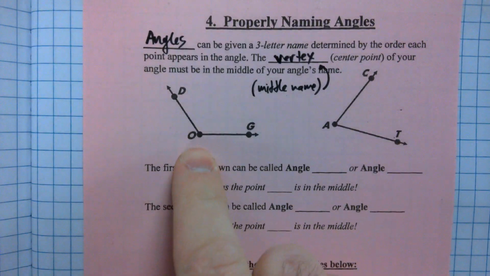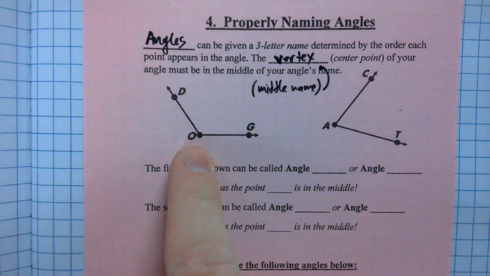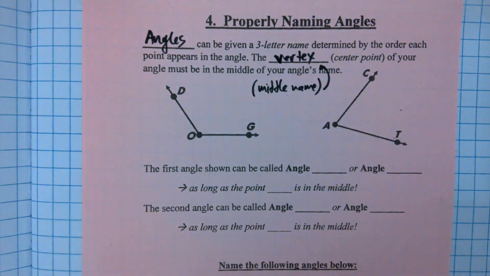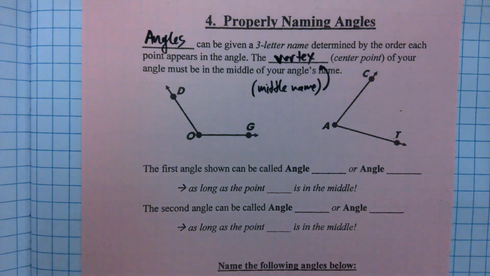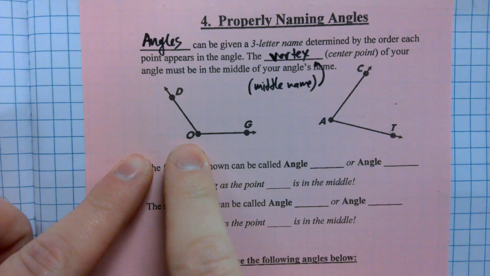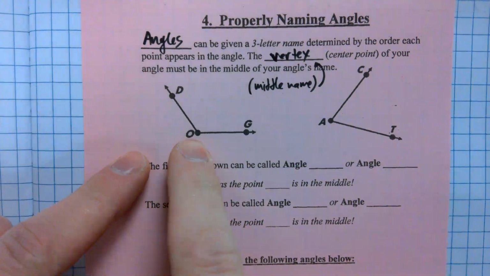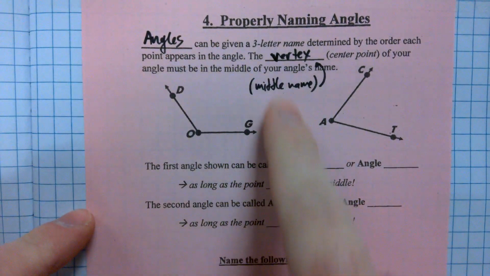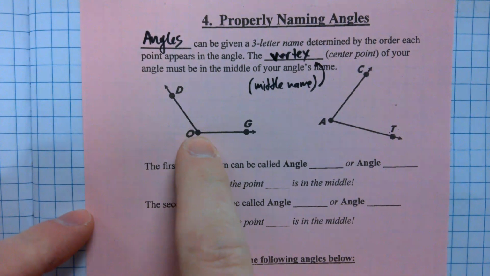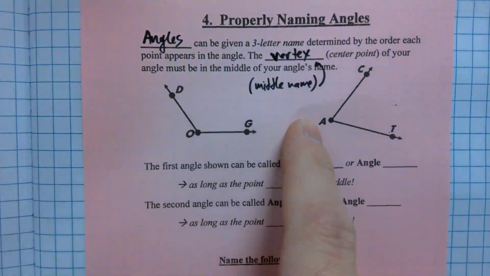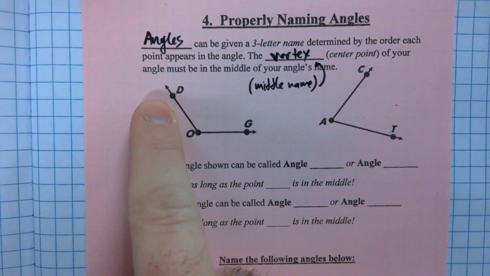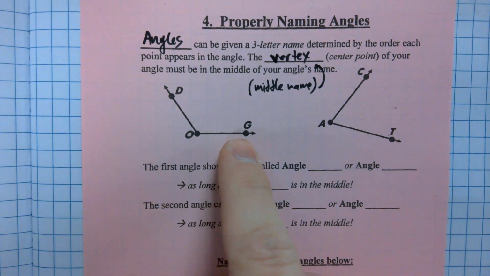Take a look. If we're looking at this first angle, you guys got questions? No? Okay. There shouldn't be any talking right now. We got to go over this quick, guys. So for this first angle, O is my vertex. It's in the middle. If we imagine this is a clock, my vertex point O stays right where it's at, and then the hands move around it. I've also got a point D and a point G.